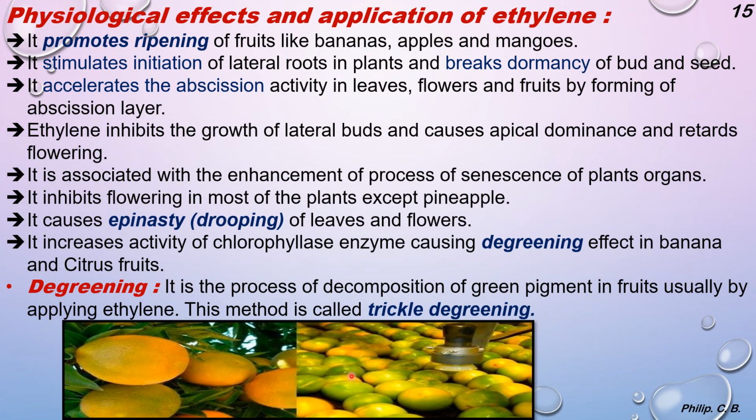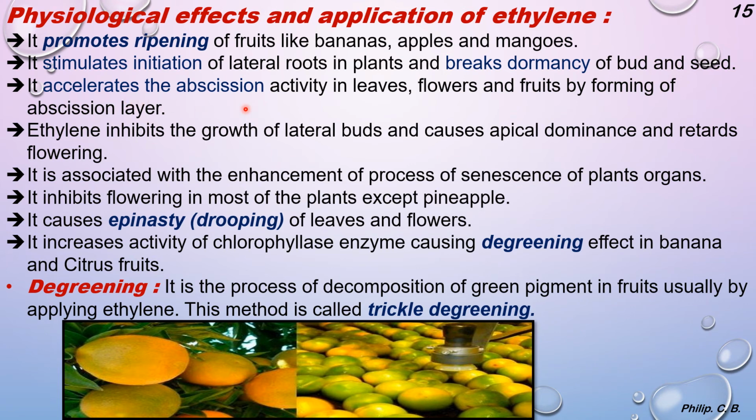Moving further, physiological effects and application of ethylene. It promotes ripening of fruits like banana, apples and mangoes. The most important application of ethylene, it stimulates initiation of lateral roots in plants and breaks dormancy of bud and seed.